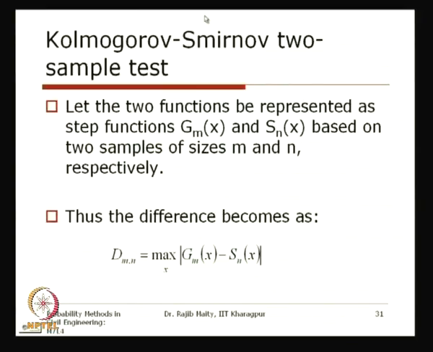What we have to do is find out Gm(x) and Sn(x), following the same equation that we have shown in the one sample KS test. Here the difference will be the maximum difference that we have to get, which is the absolute value of the difference between Gm(x) and Sn(x), and we pick up only a single value, similar to the one sample test, denoted as Dmn. Here m is the size of one sample, and n is the size of the other.